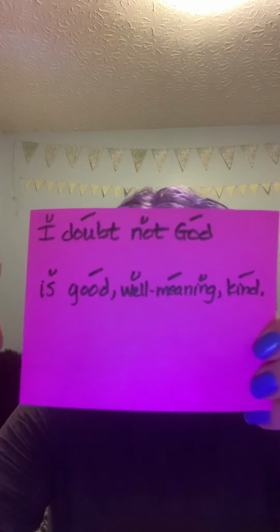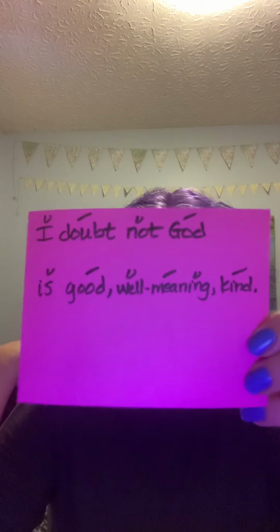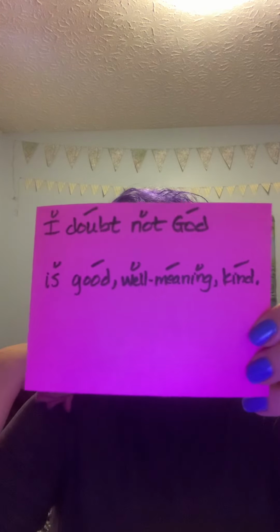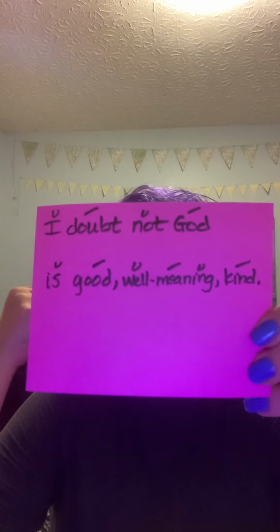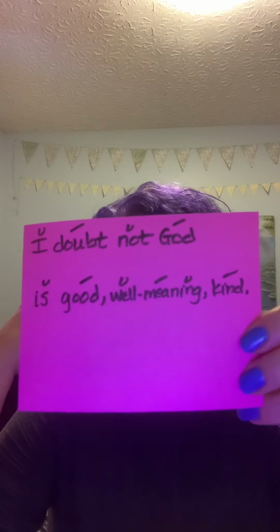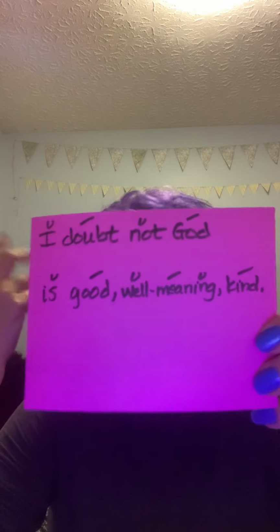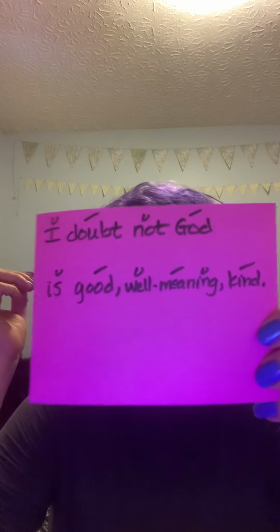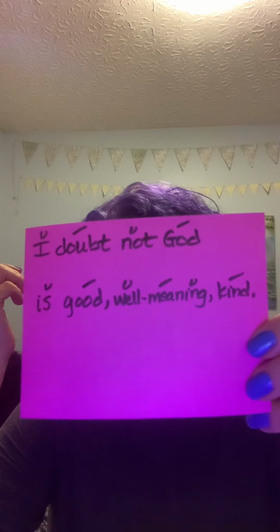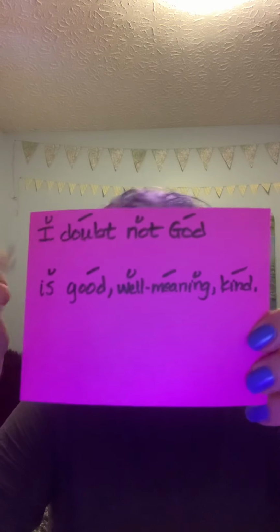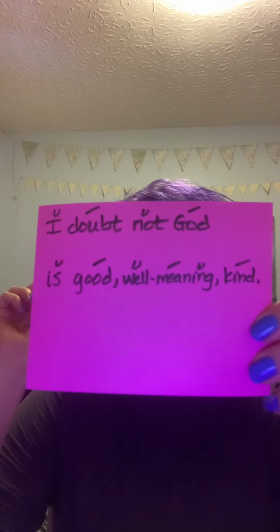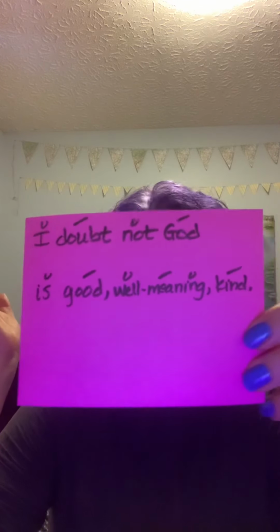Now the way to tell whether or not you have the stresses right is if you say it and you put the stresses on the wrong syllable, you sound like a robot. And if you overstress the syllable, it still makes sense. "I doubt not God is good, well-meaning, kind." If you put the stresses where they don't go, you sound like a robot. "I doubt not God is good, well-meaning, kind," right? You sound like a robot.